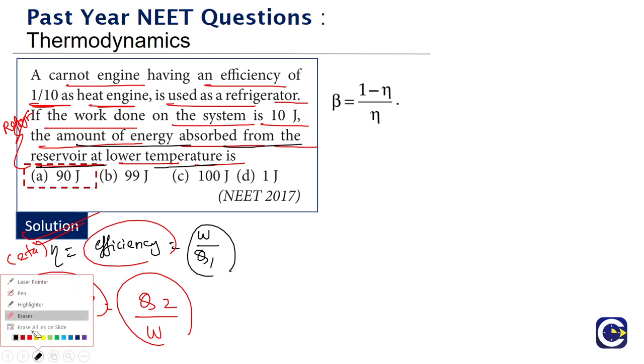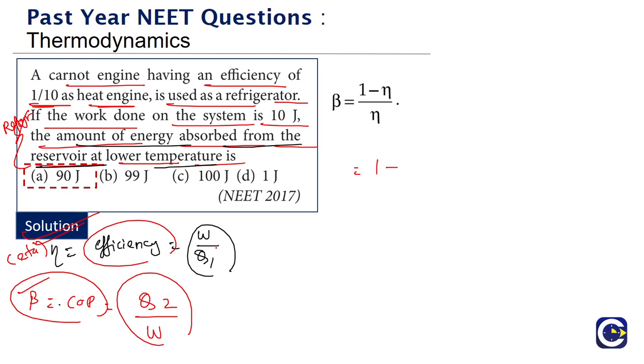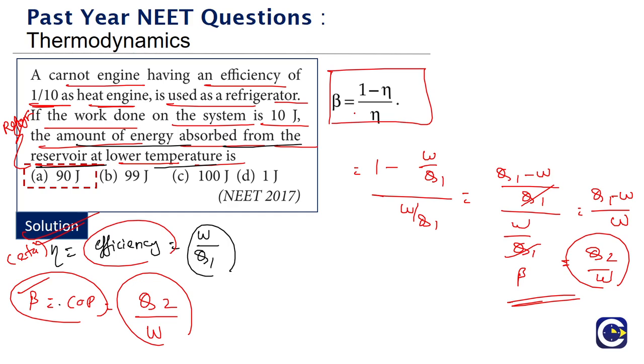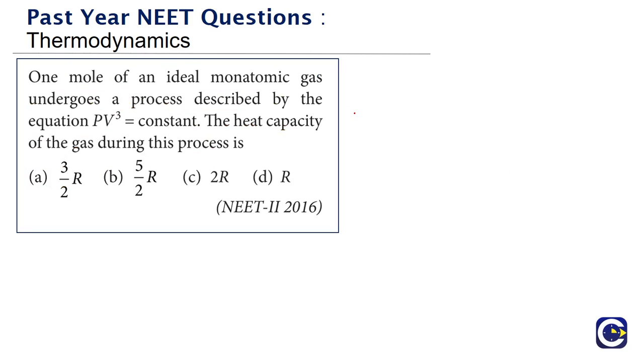We can just show how this result will be satisfied by substitution itself. So 1 minus eta means what? W by Q1 divided by W by Q1. So take an LCM: (Q1 minus W) by Q1 divided by W by Q1. Q1 is cancelled. (Q1 minus W) by W. What is Q1 minus W? Q2, right? So beta will be equal to (1 minus eta) by eta. This is the relation that we can remember, so that if there is any question on that, we will be able to easily attempt it. We will go on to the next question.